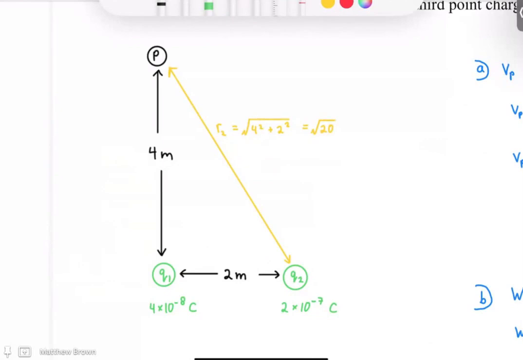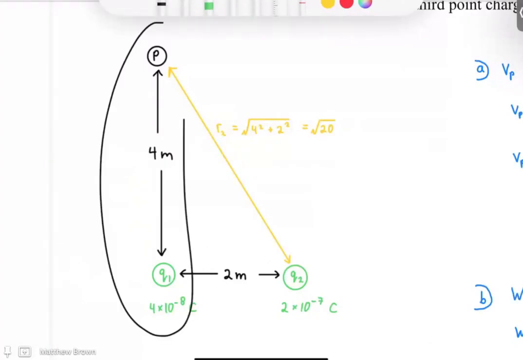Because I know I'm going to need the distance, in yellow here you can see I figured out the distance between the point P and the second charge. Obviously, that's Pythagoras. I know the two sides of this triangle, so I can figure that out, and I just leave it as root 20. So that distance is root 20. The distance from P to Q1 is 4 meters because that was stated.